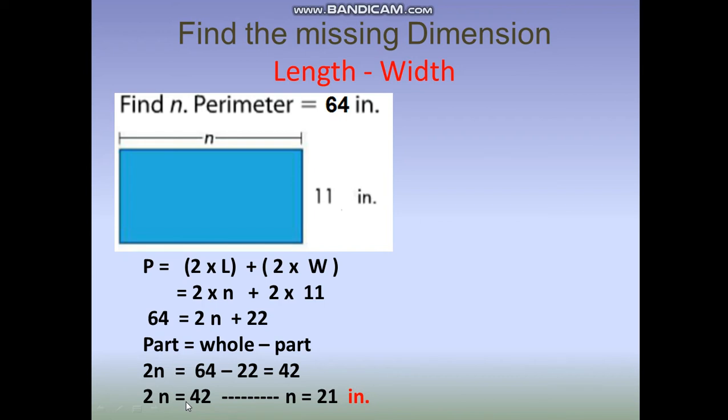How to find the missing n or the missing variable? Divide both sides by 2 to isolate this variable. So this part will be divided by 2, this part will be divided by 2, cancel 2 with 2. We took this one in another video called the cancellation. N equals 21 inch. Don't forget the unit.